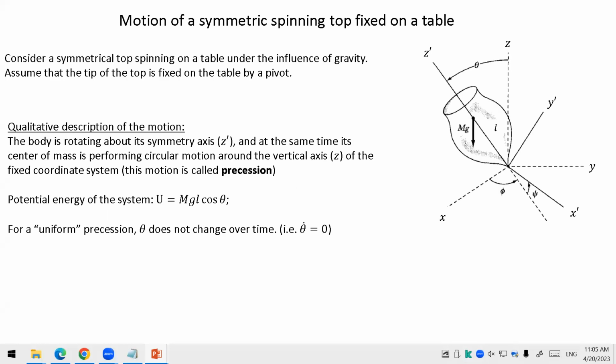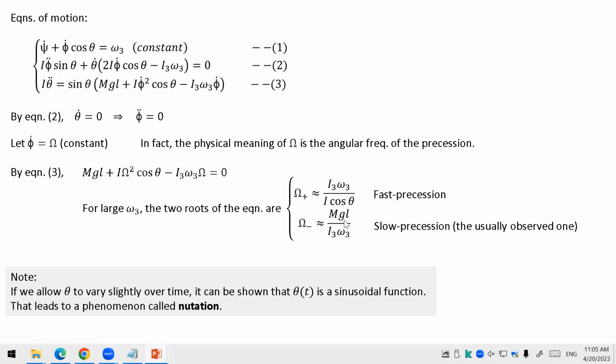Now I'm going to consider a special case where theta is not changing over time. That is, this angle is not changing over time. Then I have theta dot is 0. If I plug in theta dot equal to 0 into the equation of motion over here, then I get the following.